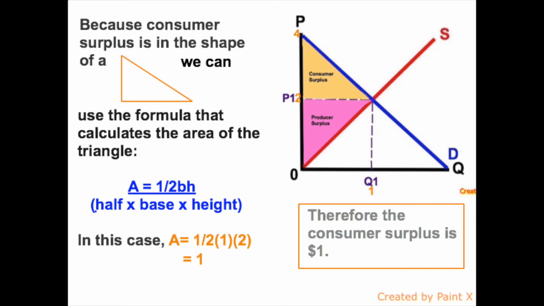Because consumer surplus is in the shape of a triangle, we can use the formula that calculates the area of the triangle, in this case the formula being half times base times height. Therefore, the equation becomes half times 1 times 2, which equals 1. Therefore, the consumer surplus becomes $1.